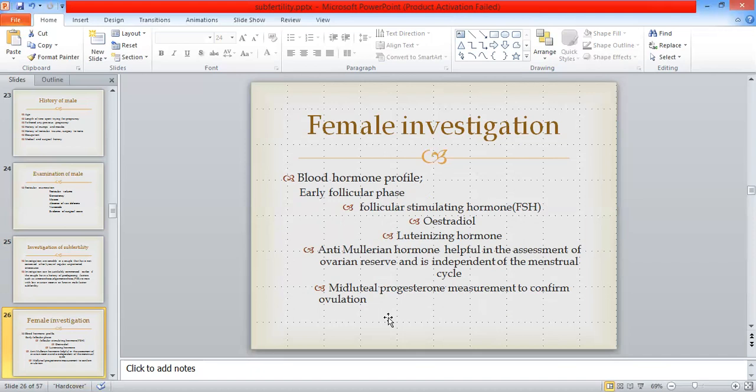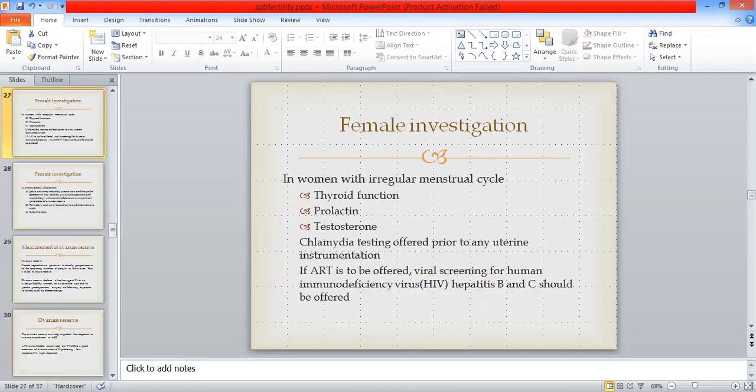In a woman with an irregular cycle, if the patient is having a regular menstrual cycle, this investigation will be prescribed. In a woman with irregular menstrual cycle, other investigations like thyroid function test, serum prolactin level, and serum testosterone level will be prescribed. And chlamydia testing should be offered prior to any uterine instrumentation. If assisted reproductive techniques are to be offered, viral screening for human immunodeficiency virus HIV, hepatitis B, and C should be offered. These are female investigations, okay.